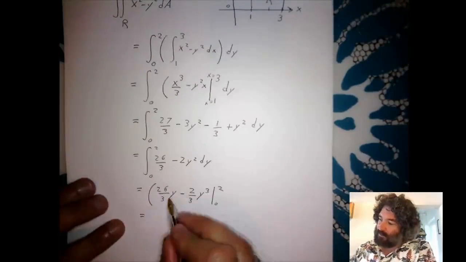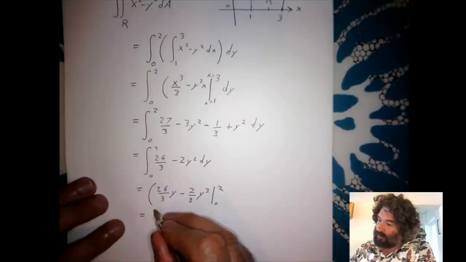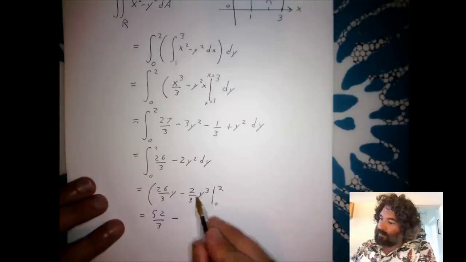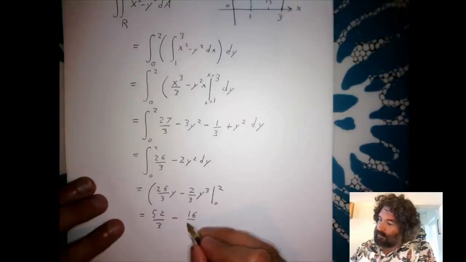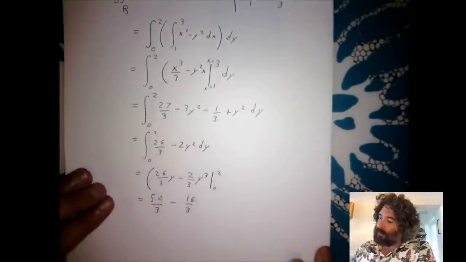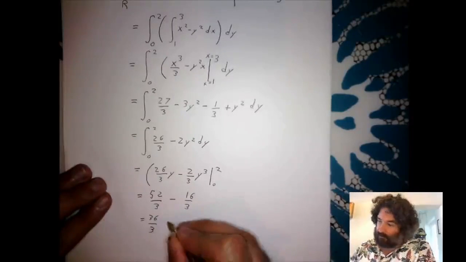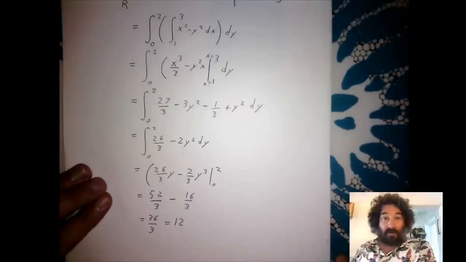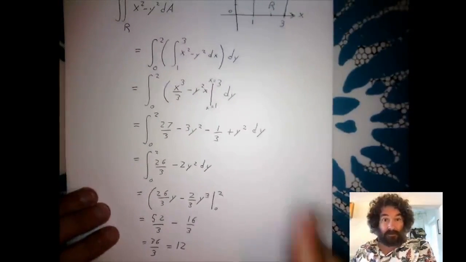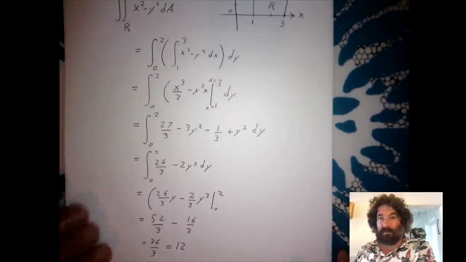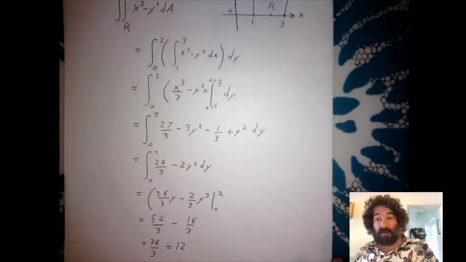And so let's see, we'll put in 2 for y, we get 52/3 minus 16/3 is going to be 36/3 or 12. So this double integral that we wanted to calculate is 12. That is the volume in between the xy plane and the graph of this function. Possibly counted as negative if it goes below the xy plane.